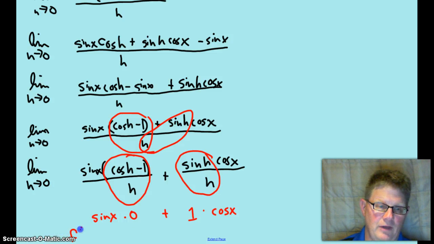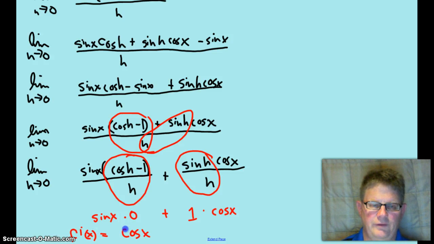Sine of x, whatever it is, is going to equal 0 plus 1 cosine of x. So f prime of x is going to equal cosine of x. So the derivative of sine x is cosine x.